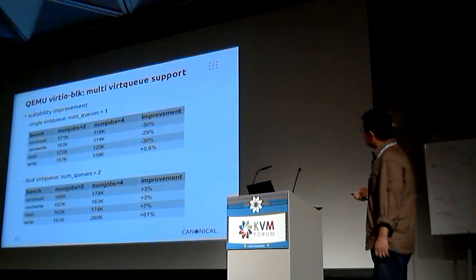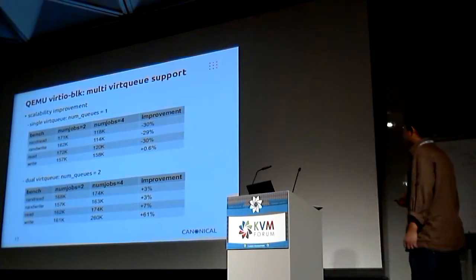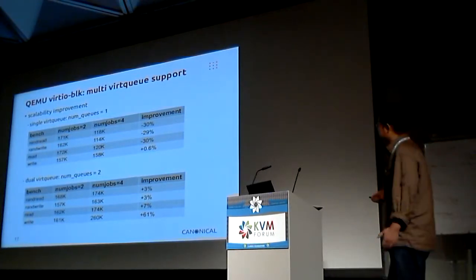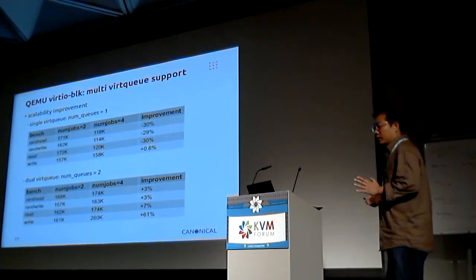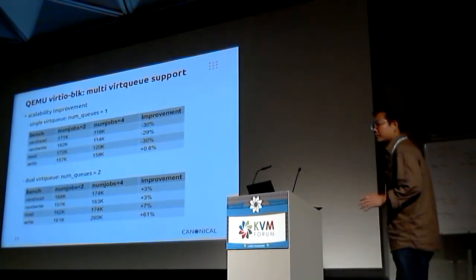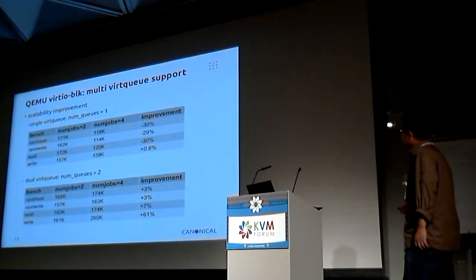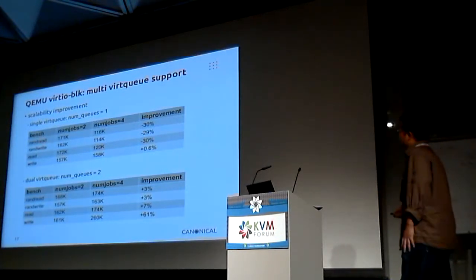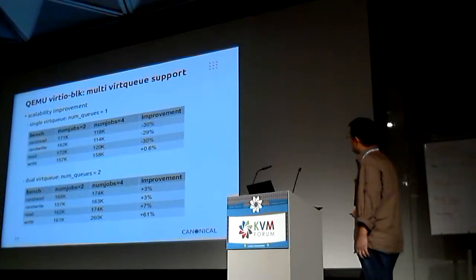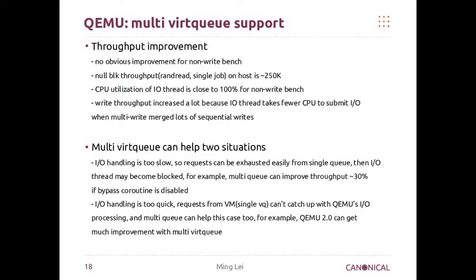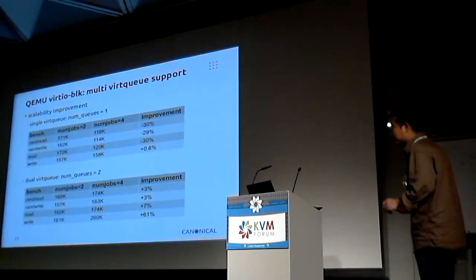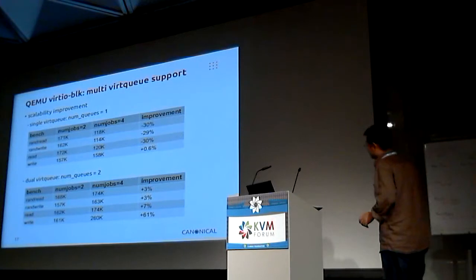So in the single virtqueue test, we can see the throughput decreased a lot. It's because of the virtqueue lock contention. But once the queues become two, the throughput gets a little increased. But for write, it is still special. It increased a lot.